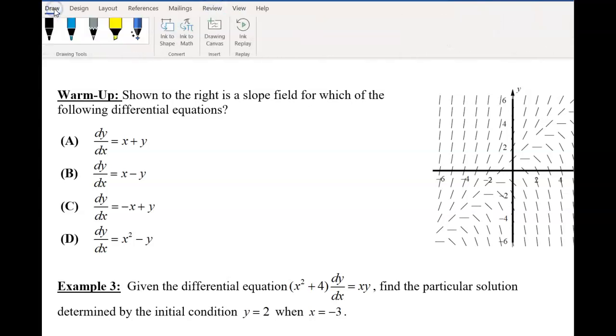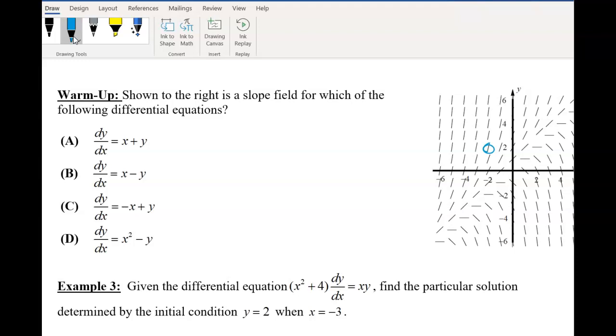Looking at the example we have right now, it says, which of the following could represent our slope field? One of the things I notice is that the slopes here are negative, whereas the slopes here are positive. So you could take a point from maybe this area here, which is (-2, 2). At (-2, 2), we're looking for a positive slope.